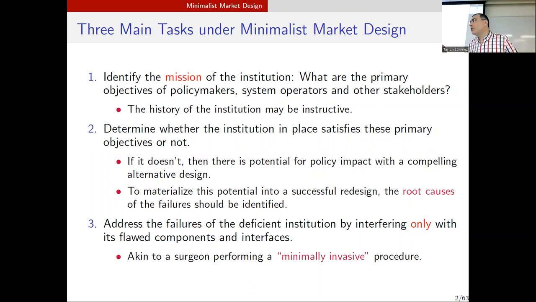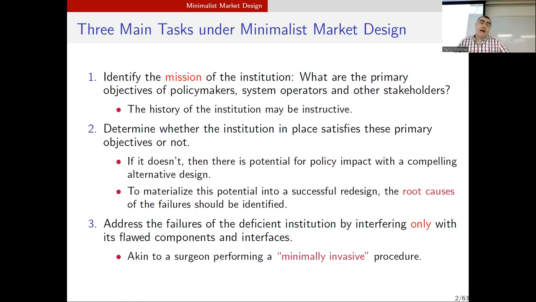I'm not trying to convert everything to a game. In many cases, the interesting part of the problem will be about property rights, designing property rights. In many cases, there will be private information aspects, but that will not be the only aspect. That's the point. So what do I do? I identify the mission of the institution. What are the primary objectives of the policymakers, system operators, and other stakeholders? That in itself is a lot of work. My best friend is the history of the institution, if I can find it. Sometimes, if you just follow this history, you'll know what they're trying to do, and you'll be able to formulate it immediately. But it was probably a challenge for them.